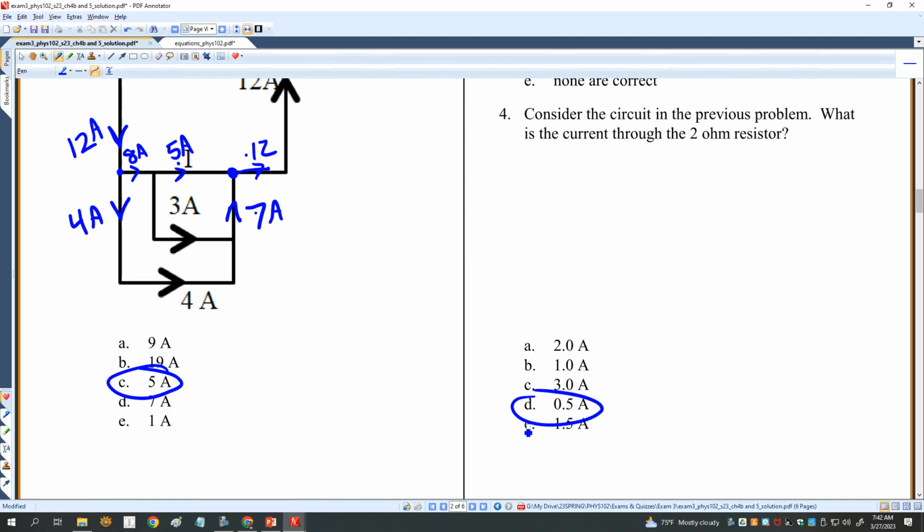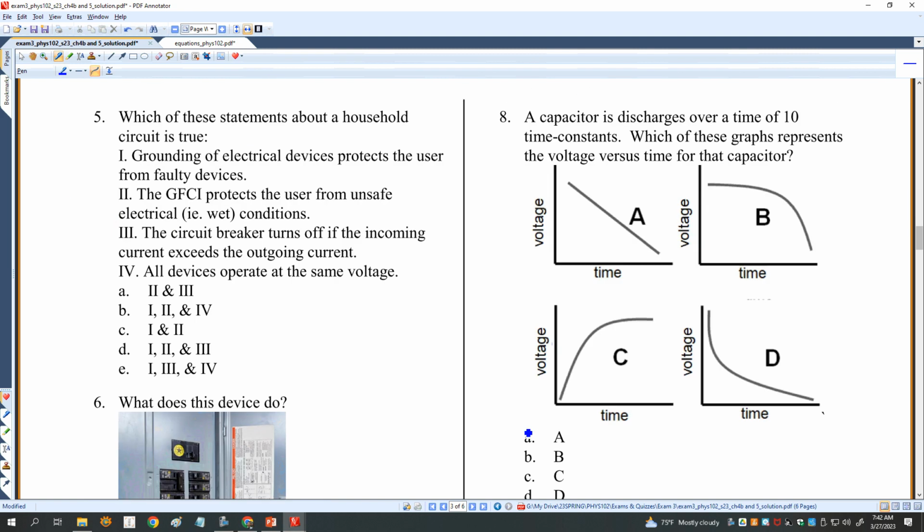So 4 is D. Which of these statements about a household circuit is true? Grounding electrical devices protects the user from faulty devices. Yes. The GFCI protects the user from unsafe or wet conditions. Yes, that is correct. The circuit breaker turns off if the incoming current exceeds the outgoing current. No, that's the GFCI. All devices operate at the same voltage. Yes, so 1, 2, and 4.